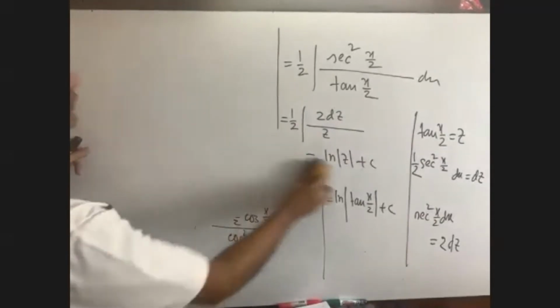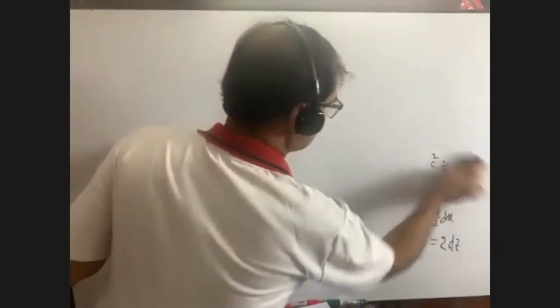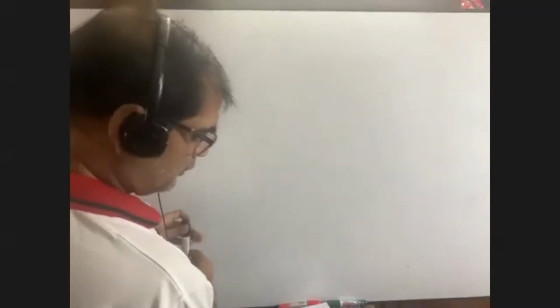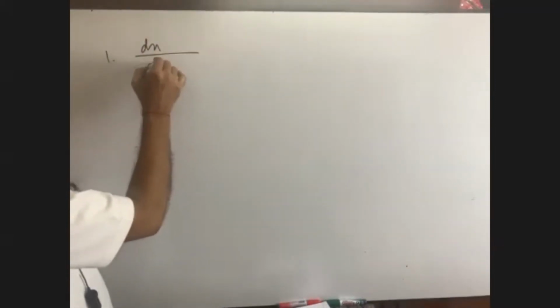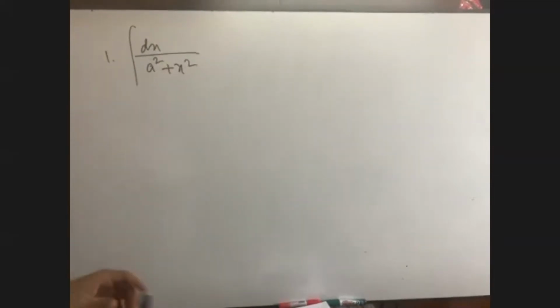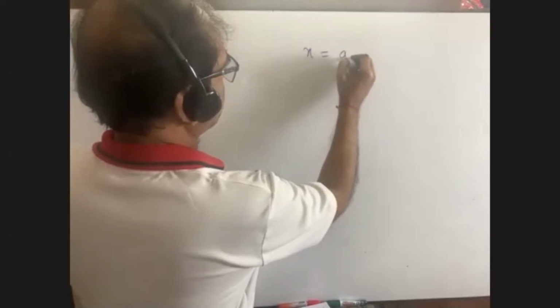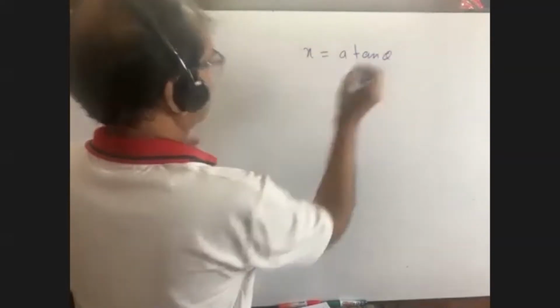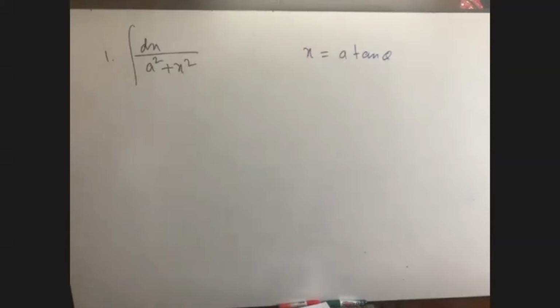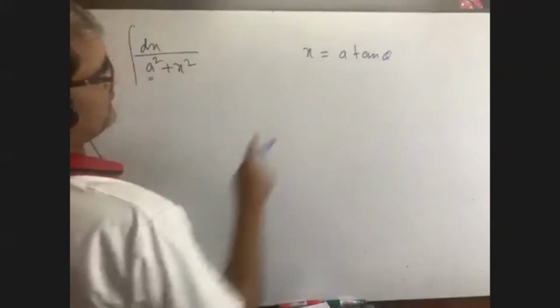Now we are going to find the integration of some other maths, which is also known as a formula. Yesterday I told you, number one, dx by a square plus x square. Okay, how will we do it? Please see what I am going to do. Suppose here it is x. Let x equal a tan theta. It is a formula proof. For this, I have taken x equals a tan theta.